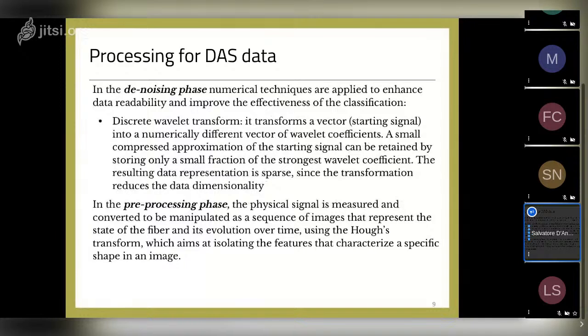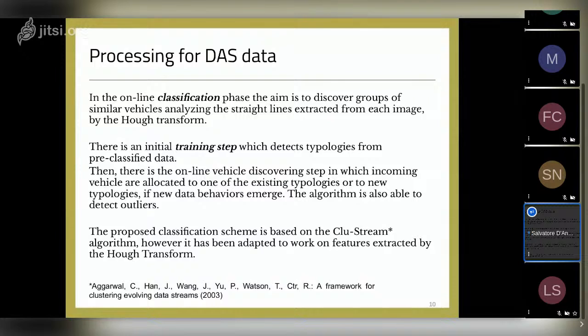In the denoising phase, numerical techniques are applied to enhance data readability and improve the effectiveness of classification. We use a discrete wavelet transform to compress and reduce the complexity of the information. Then we have a preprocessing phase where the physical signal is measured and converted to be manipulated as sequences. And then we have the classification phase.